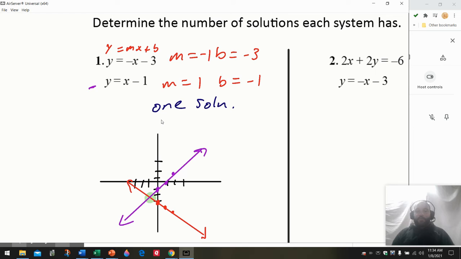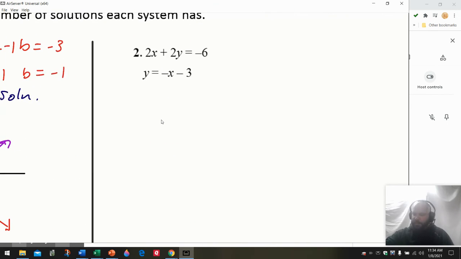And that means there would be one solution. Now, the solution is an ordered pair where they intersect. Now, I'm not going to have you write that down right now. We're just determining how many solutions there are. We will be doing that later.